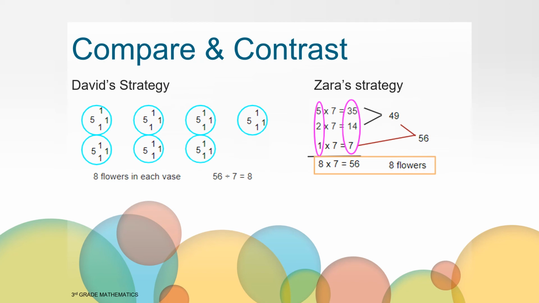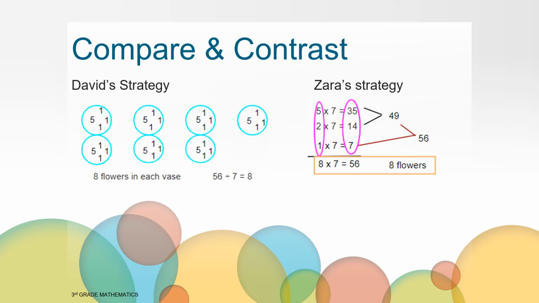Now let's take a look at both strategies. How are David's and Zara's strategies the same? How are they different? Well, we see that they both got to 8 flowers as their answer, and they both started with 5 flowers in each vase. They both counted up as they put flowers into the vases.